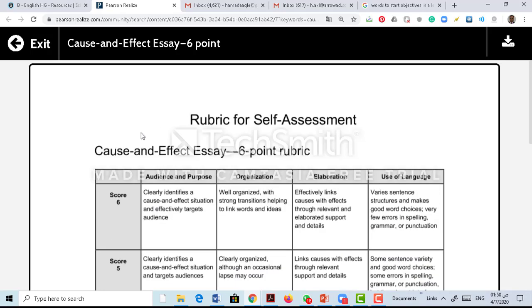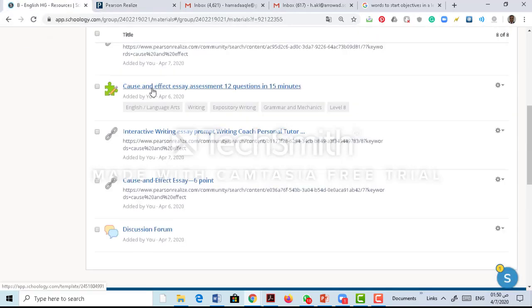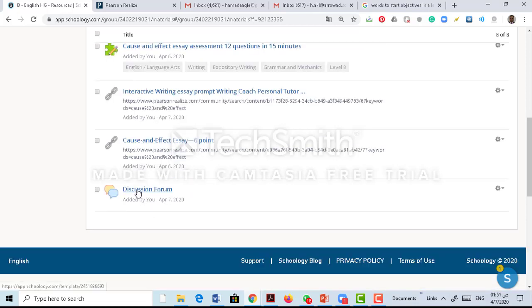So make sure that you go over these rubrics, because they will help you identify why an essay receives 6 and another one receives 1, 2, 3, 4, or 5. The last thing here is cause and effect, 6 points. We've done it. The last one here is the discussion forum.